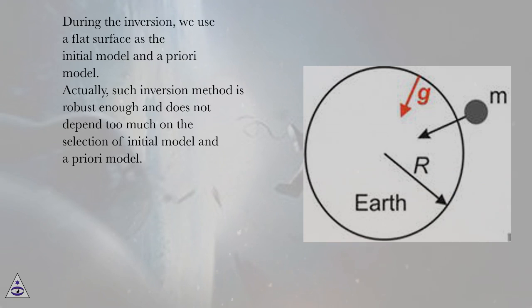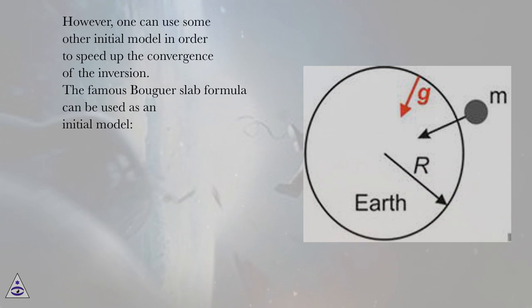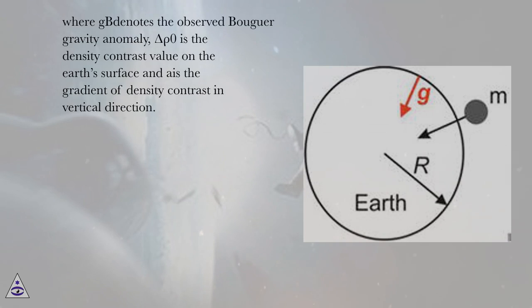Actually, such an inversion method is robust enough and does not depend too much on the selection of the initial model and a priori model. However, one can use some other initial model in order to speed up the convergence of the inversion. The famous Bouguer slab formula can be used as an initial model, where G denotes the observed Bouguer gravity anomaly, delta rho 0 is the density contrast value on the Earth's surface, and a is the gradient of density contrast in the vertical direction.